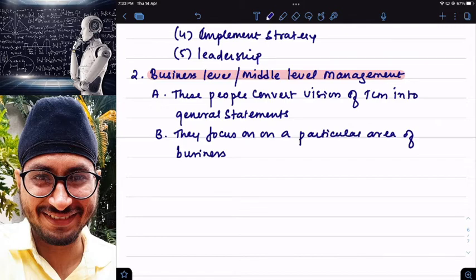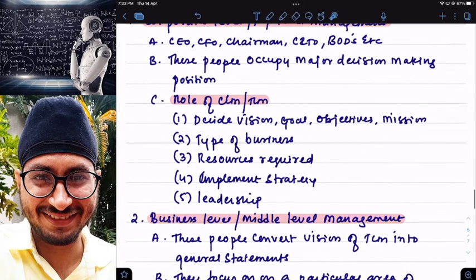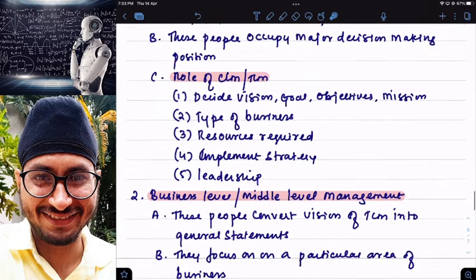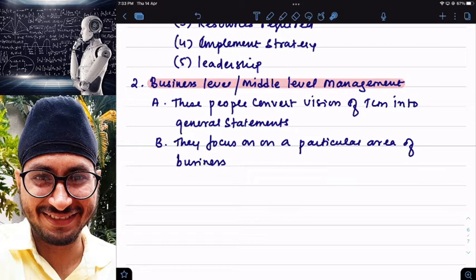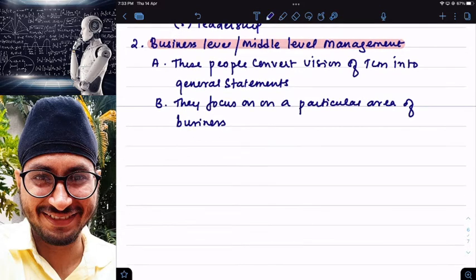So top level management will take care of all areas of business. They will be involved in all areas of business. But who will take care of individual areas of business like accounts, purchase, sales, marketing, advertisement, etc.? That is business level or middle level management. Next, then we have functional level, or lower level management.